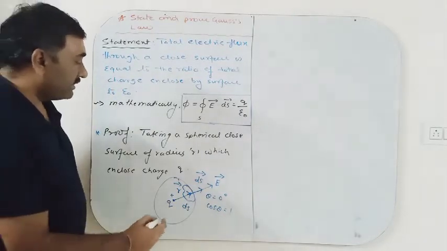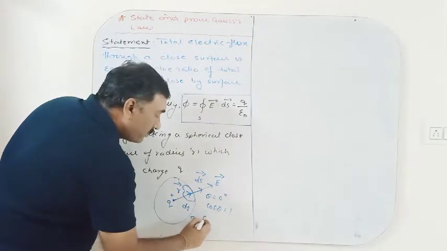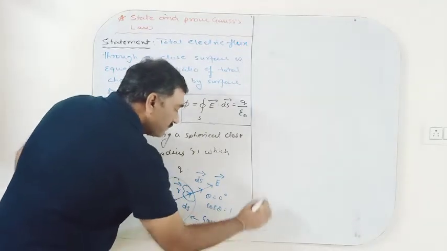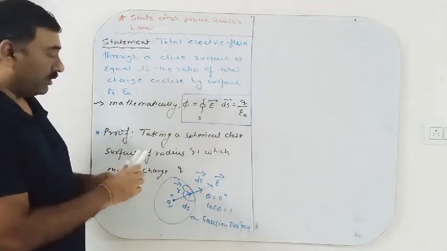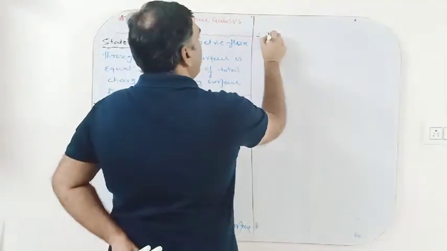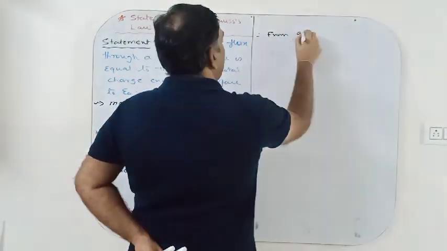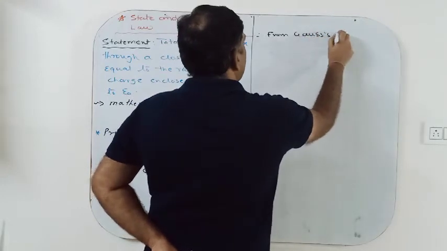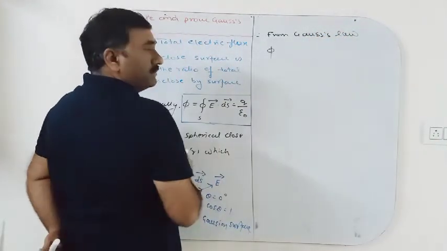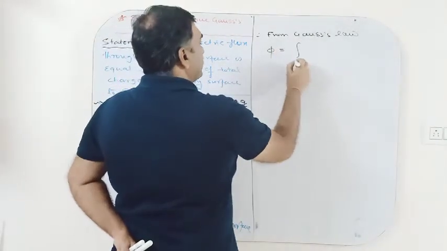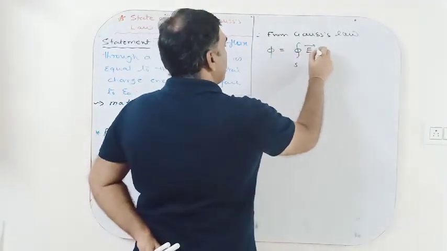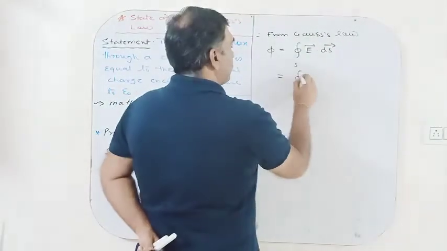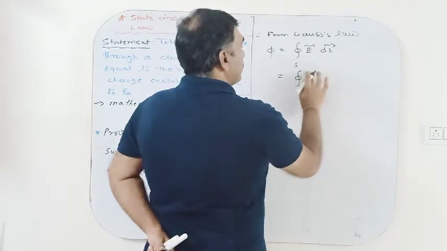Now, this is the closed surface, and a closed surface is also known as a Gaussian surface. So using Gauss law, the total flux phi is equal to the closed surface integral of E dot ds. So simply we can write E ds cos theta.